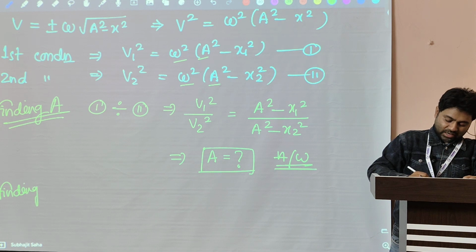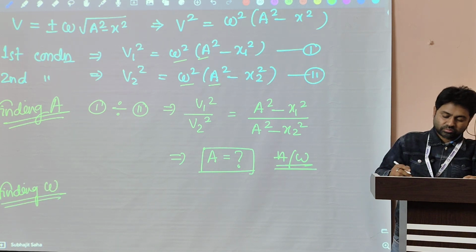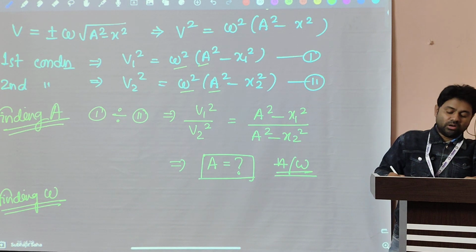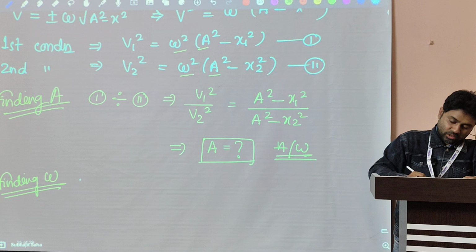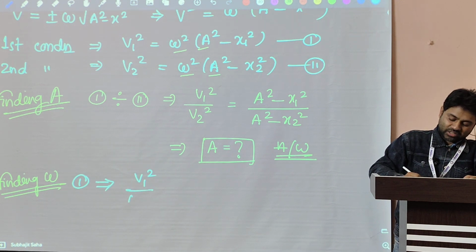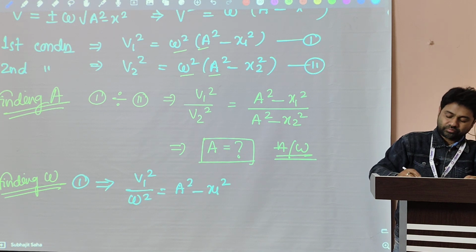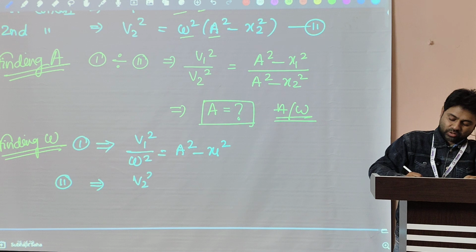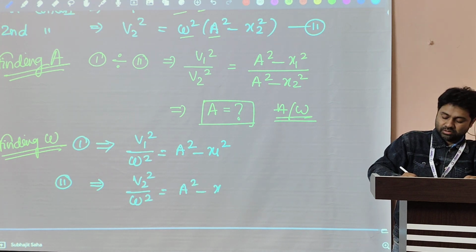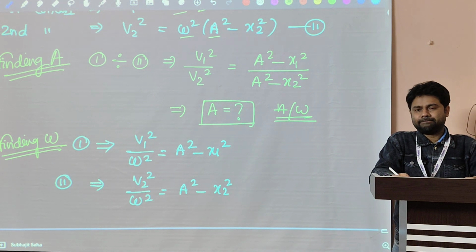Finding the value of omega. For this purpose, we will modify the equations a little bit. Equation number 1 gives us v1 square by omega square equals a square minus x1 square. And equation 2 gives us v2 square by omega square equals a square minus x2 square. Very simple, I have just cross multiplied.